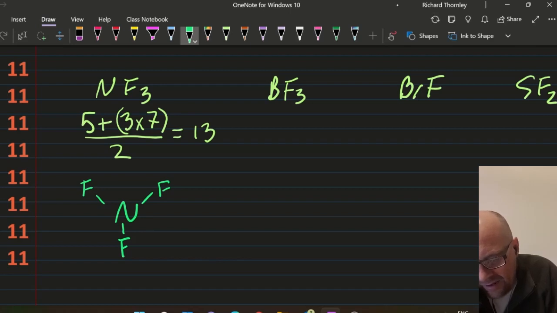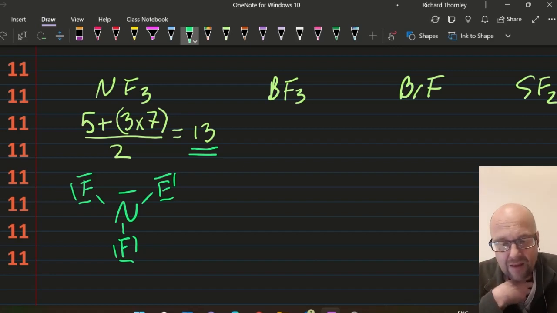I've accounted for 3 electron pairs. I have to account for 13 in total, so I need another 10. 1, 2, 3, 4, 5, 6, 7, 8, 9, 10. Stable octets all round there.